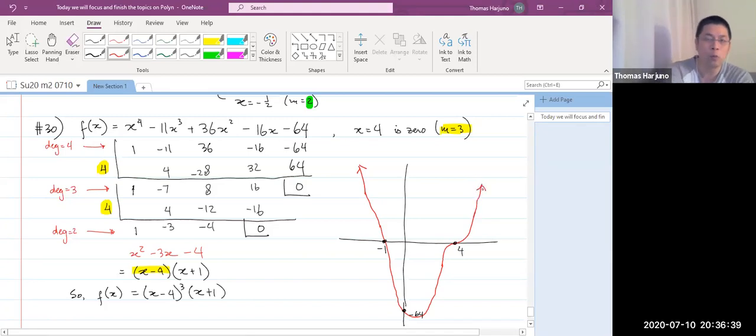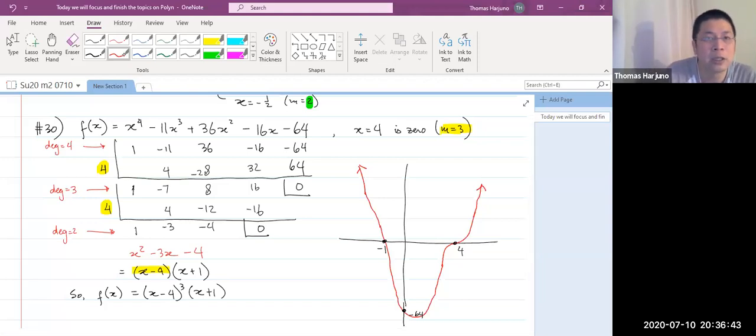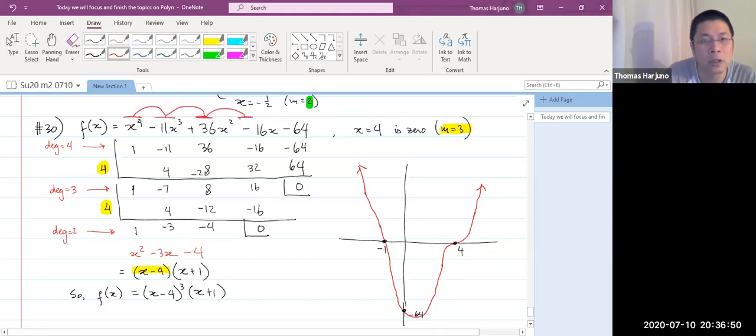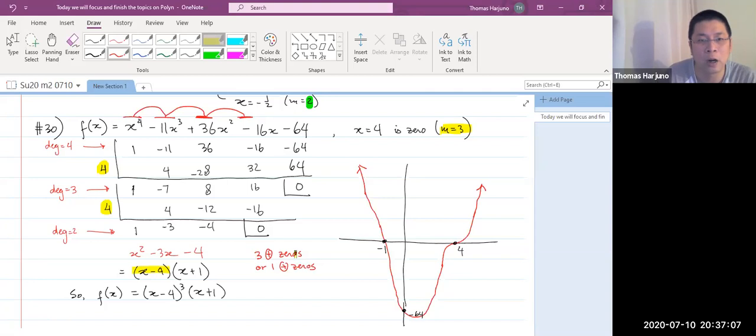And let's confirm one more thing. How about Descartes' rule of signs? Let's see how many times the sign changes: 1 time, 2 times, 3 times, nothing, right? So it has 3 positive zeros or 1 positive zero, according to Descartes' rule of signs. And yes, we confirm that there are 3 instead of 1 positive zeros.